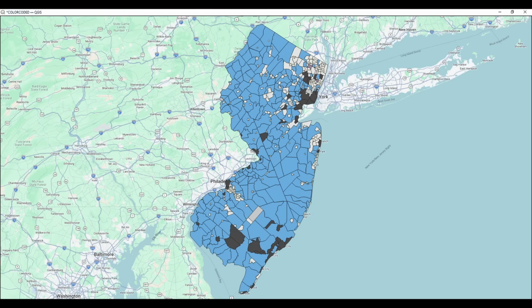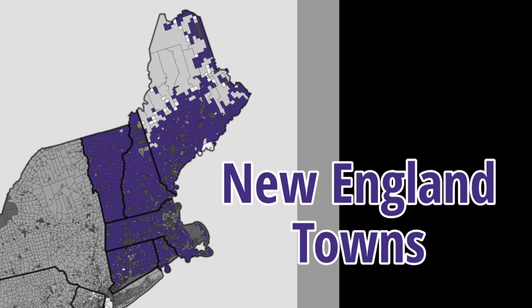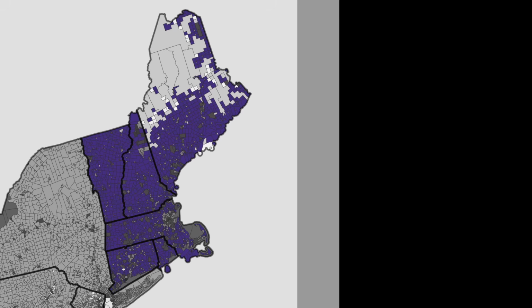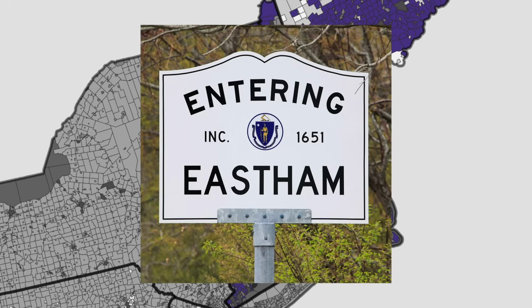are essentially incorporated places. But unlike the CCDs and census sub-areas, these townships are definitely more well-known, and they have more of a governmental purpose. Next up, we have New England towns. Their official name is just towns, but I added New England to differentiate them from the other town category on this map. New England towns function as basically the cities or villages of other states.